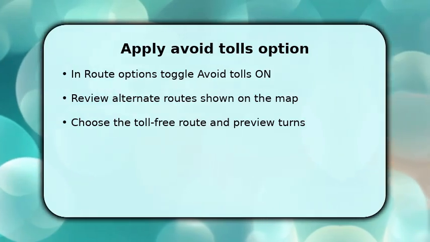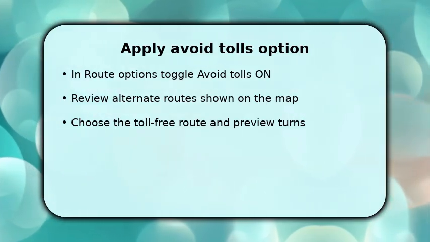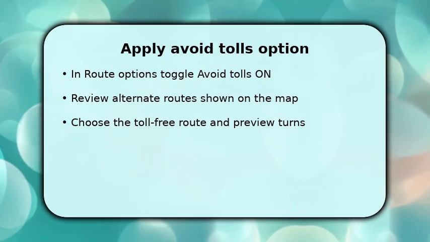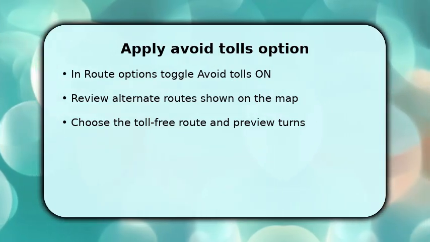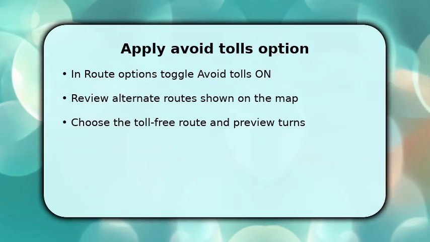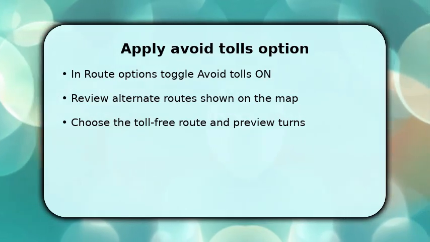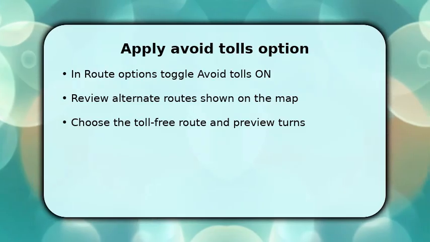Make sure to preview turn-by-turn to confirm the new path suits time and distance needs, because toll avoidance can add minutes. If a single route remains, tap it to lock selection. Otherwise, pick the lowest impact alternate and press Start when ready.